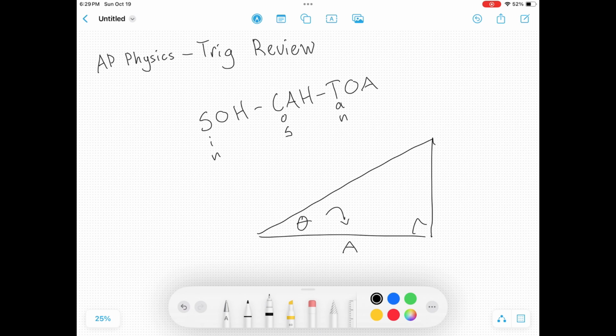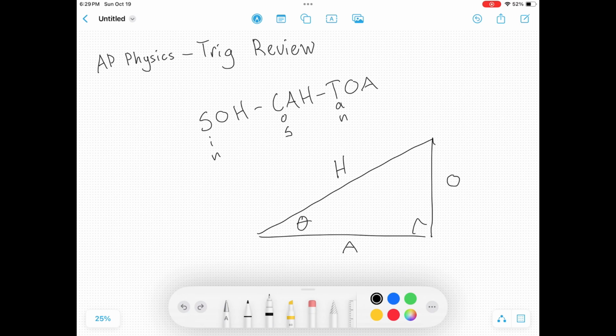Okay? The opposite side is going to be the side directly opposite your angle. So if you imagine drawing a straight line from the crux of your angle out into the side of the triangle, that is going to be your opposite side. And then your hypotenuse is always going to be your longest side, and it's going to be right there. All right, so now we know what the O's, A's, and H's stand for.